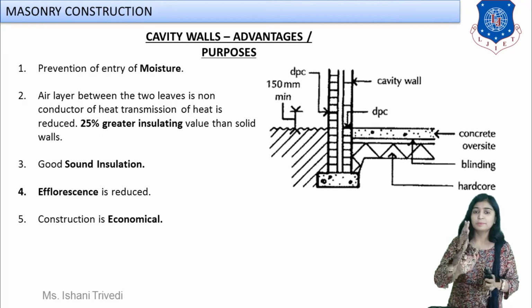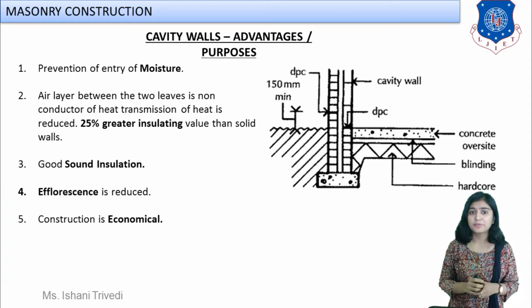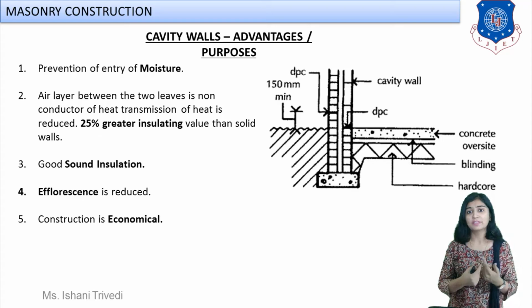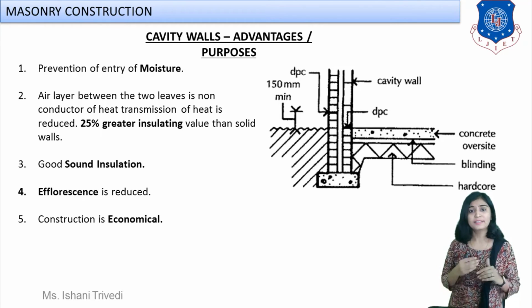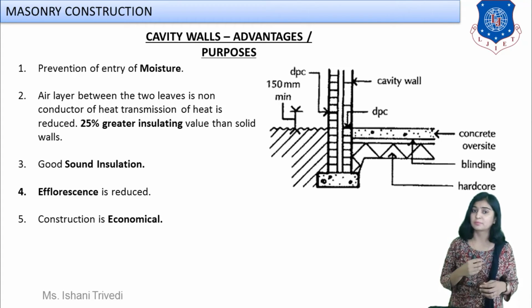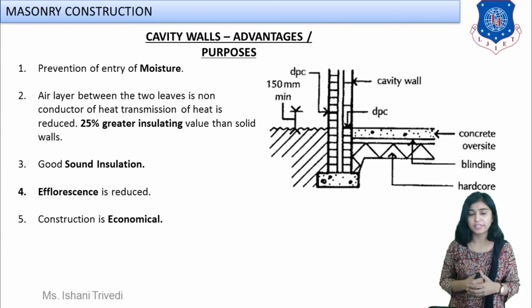Next, because the space is kept empty in between, cavity is kept, the overall load of the wall will decrease, hence you will have a lightweight section. Next, the construction of this type of wall is also economical. It is not very complex or costly, so it is having economical construction. Because of all these benefits, all these advantages, cavity walls are used at many places. It is used where you are constructing a load bearing structure.